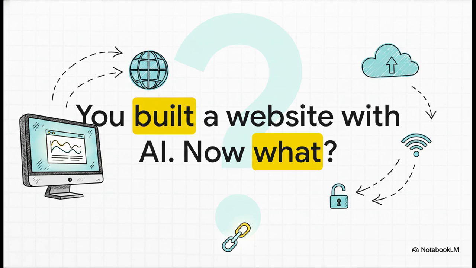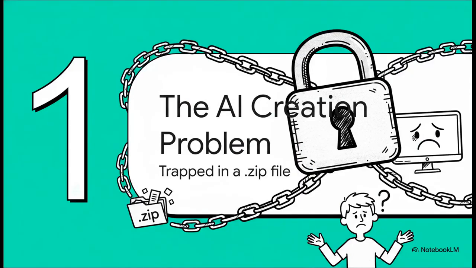And that's the big question, isn't it? I mean, you've done all the fun stuff. You've prompted, you've tweaked, you've created this awesome thing. But then what? What's that next step? How do you get from a file just sitting on your computer to a real live link you can actually share with people? And really, that gets to the heart of what we call the AI creation problem.